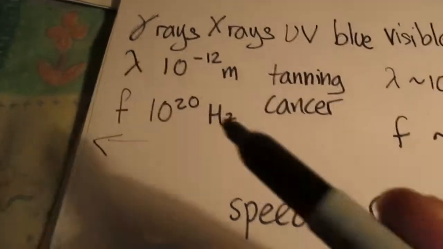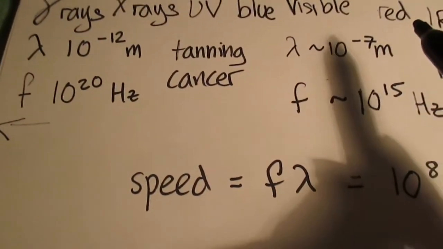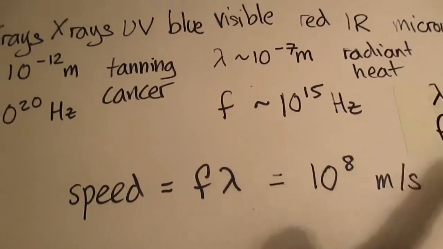I think that's right. 20 minus 12, that's 8. 15 minus 7 is 8. 8 minus 0 is 8.